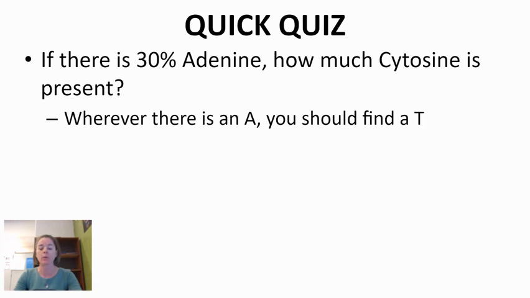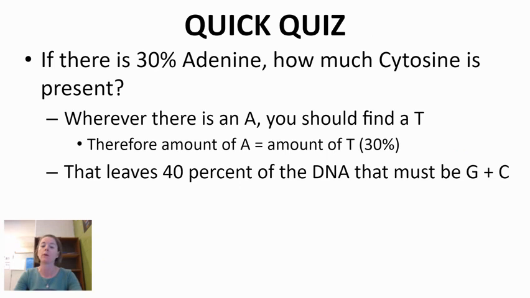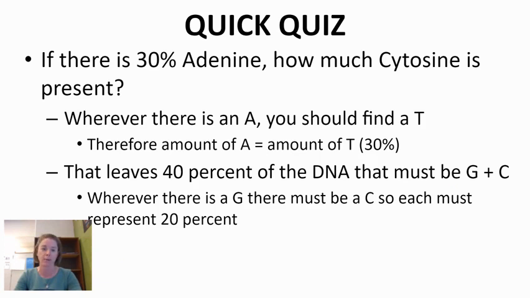Everywhere there's an adenine, you're going to find a thymine. Therefore, we should have 30% of our sample being made out of thymine. 30% of adenine, 30% of thymine means that is a total of 60%, leaving 40% behind to be divvied up between guanine and cytosine bonded together. So 20% should have been the number that popped into your brain straight away. It's okay if it didn't.